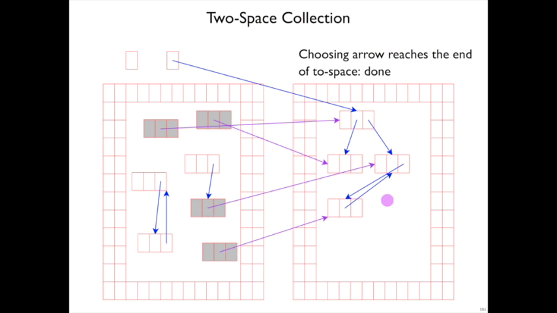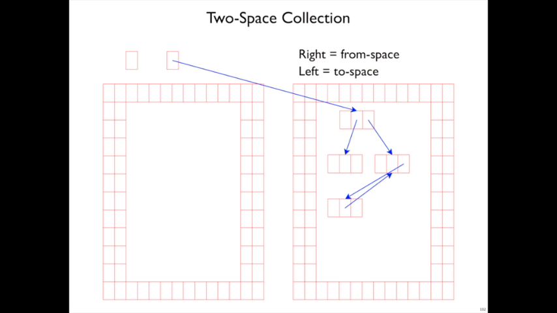So at this point, we don't really have to do any extra work. We just have to forget the from space. We don't actually have to zero it out. We just stop paying attention to it. And now we have our new updated view here, which has the same topology that we got by doing a mark and sweep before.